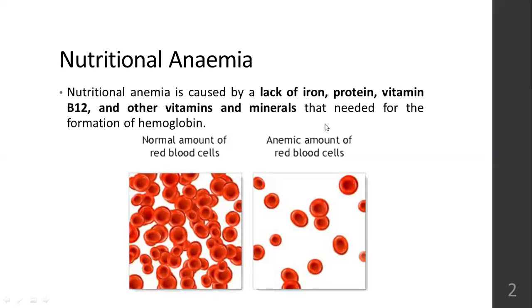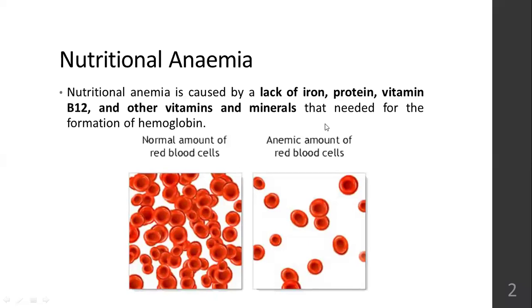For example, in case of any road traffic accident or any freak accident, you lose a lot of blood. There is hemorrhage, a lot of external or internal bleeding. You lose a lot of blood. That will also put you into a state of anemia. That is not nutritional, but still it's anemia. Then you have sickle cell anemia, thalassemia. These are genetic conditions in which the red blood cells in your blood are impacted. So those don't come under nutrition.